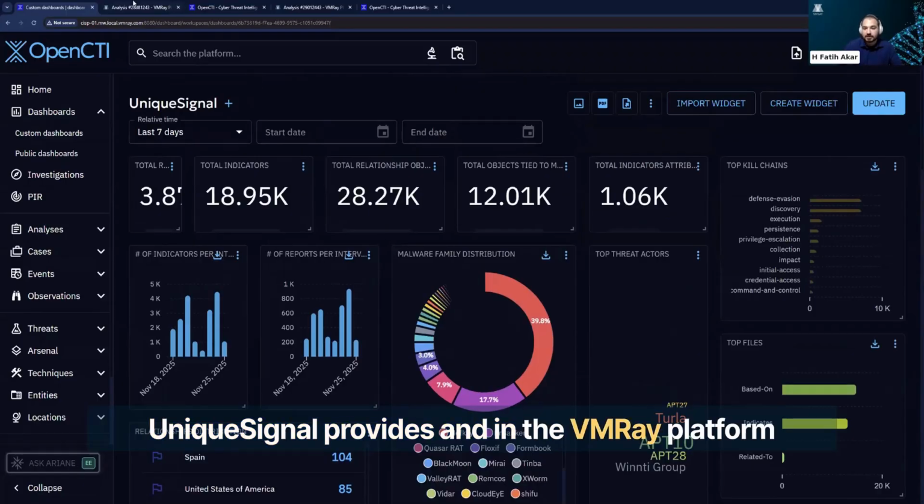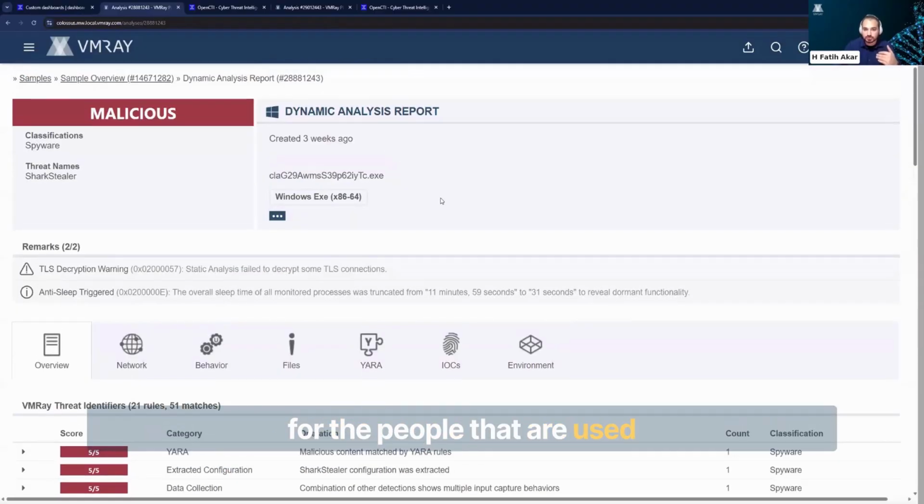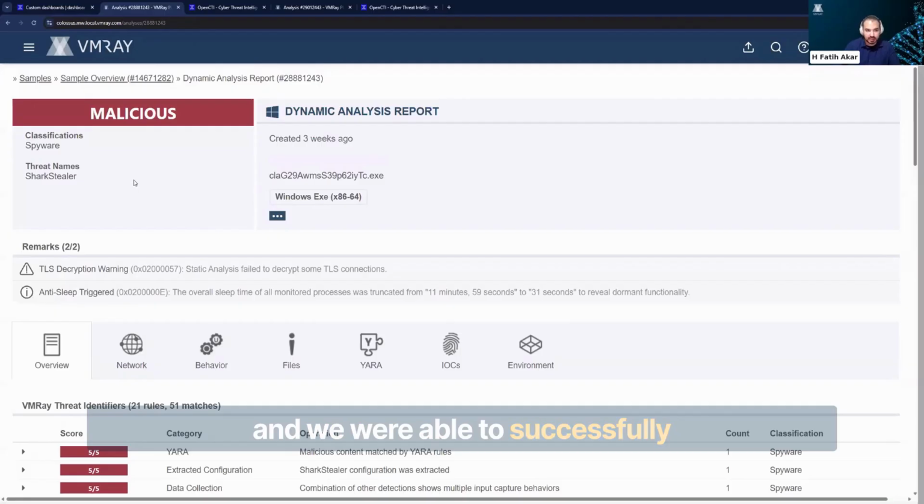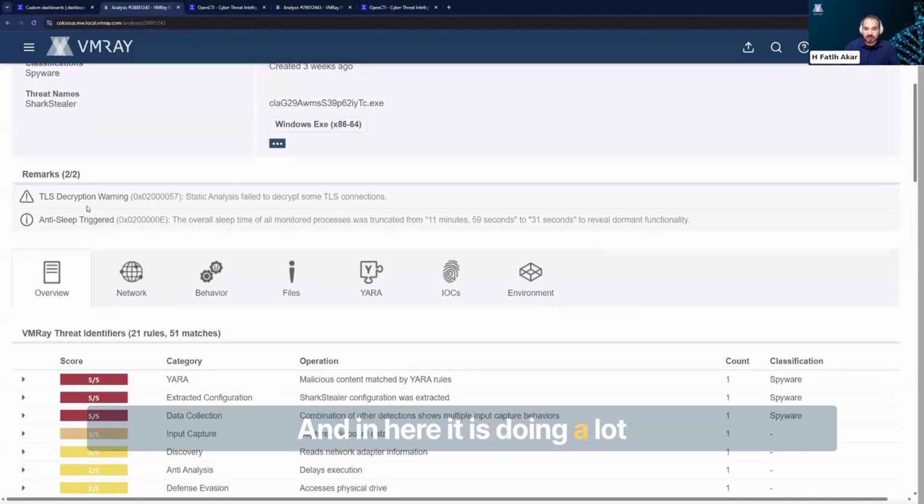And in the VMRay platform, for the people that are used to the user interface of the VMRay platform, here we analyzed an executable file. And we were able to successfully classify this as Shark Stealer. And it is doing a lot of evasion attempts. And here you can see it's trying to sleep, right? And our anti-sleep mechanism was able to detect this. And we were able to skip 11 minutes of time and truncate it into 31 seconds.